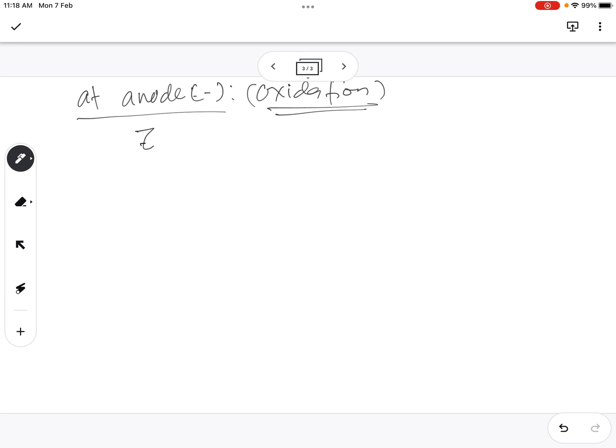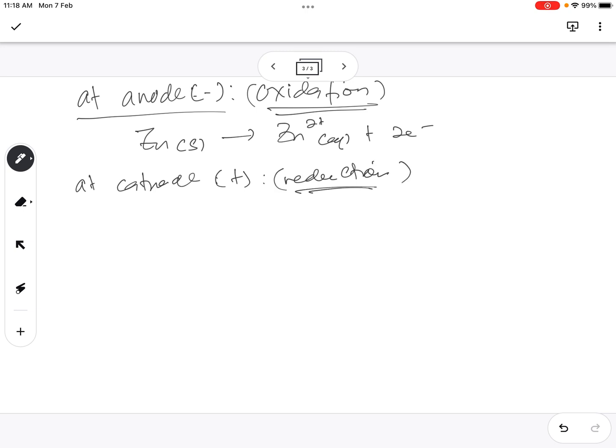Maksudnya, kita punya zinc solid, oxidation maksudnya dia akan lose electron. So, electron akan lost. This is at anode. At cathode pula, which is a positive terminal, proses yang sentiasa berlaku adalah reduction. Remember that, always reduction at cathode. So what will happen? Cu2+ plus 2 electrons will become Cu solid. So this is the equation at cathode, reduction equation.